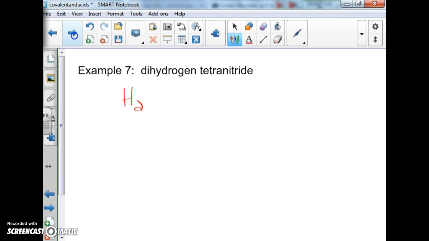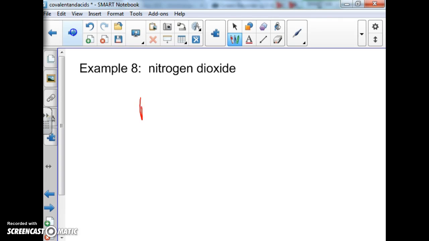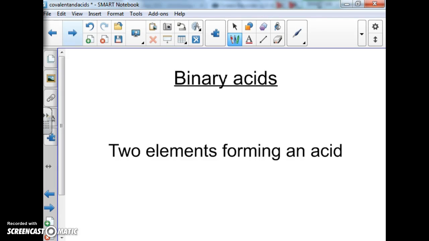Dihydrogen tetranitride. Okay, so I have a di and a tetra. Do not reduce, do not crisscross, just write or read it as you see it. So dihydrogen tetranitride. Again, be pausing as you need to throughout this video. Next one is nitrogen dioxide. So NO2, no number with nitrogen because there's 1, because there's no prefix, or if the word mono was there, it would be 1. And that concludes.